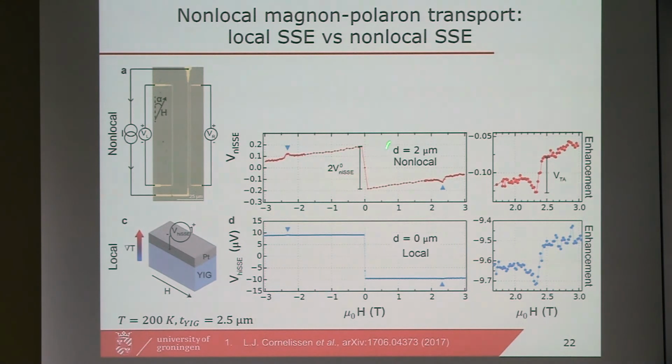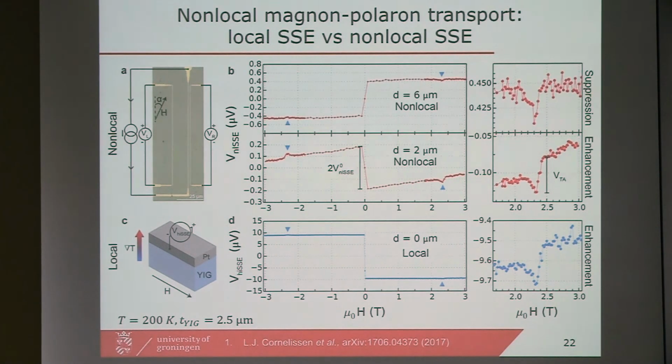However, this is for a distance of 2 micron between injector and detector. Now we move to a larger distance, and all of a sudden we see something different. We still see a small effect at the resonance field, but now, instead of enhancement, we get a suppression of the signal. And I agree it's not that obvious to see. You really have to look at the numbers here. But here you see the signal at the baseline is higher than the signal at the resonant field. So the signal is suppressed there.